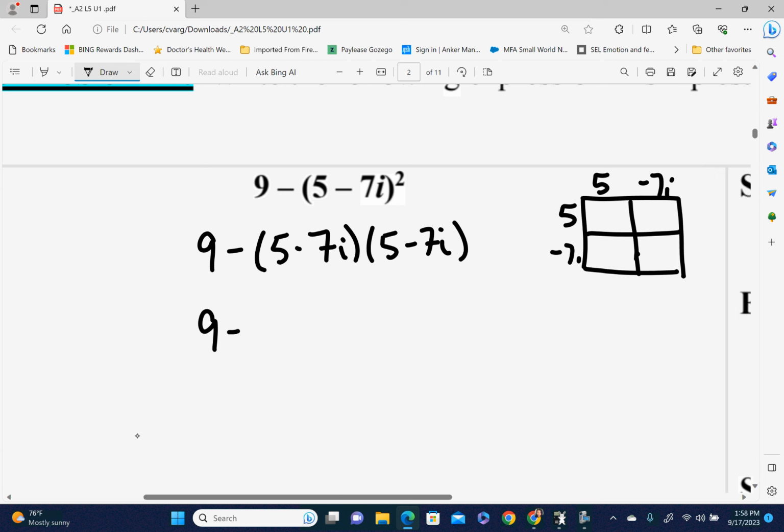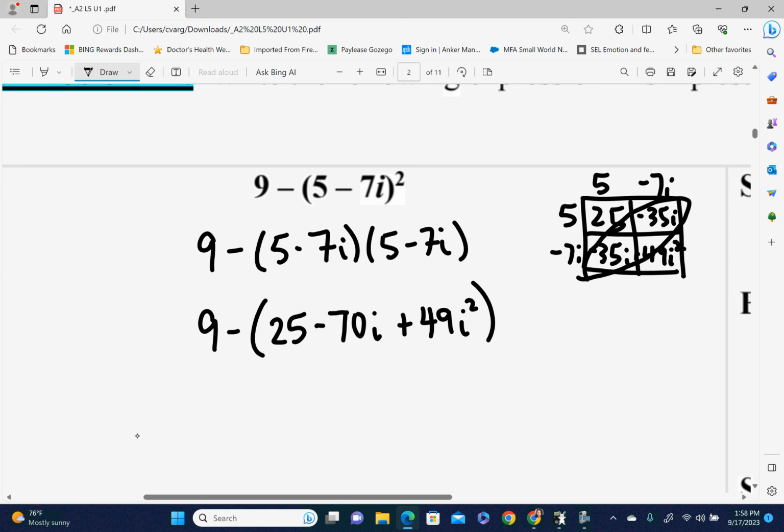5 times 5 is 25. Negative 7i times 5 is negative 35i. 5 times negative 7i is negative 35i. And negative 7i times negative 7i is 49i squared. Okay, so I'm going to go ahead and combine the diagonal. So I have 25, negative 35i, and negative 35i. When I add them, that gives me negative 70i. And then this 49, so positive 49i squared comes down. All right, we're getting there.